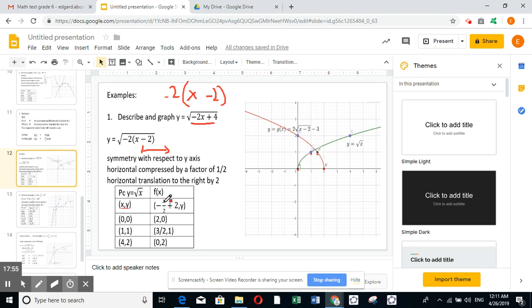And if you replace by 4, 2, you're going to get minus 2 plus 2, which is 0, and y is 2. So the symmetry of this point C, which is 4, 2, will be 0, 2. So I have this translation.